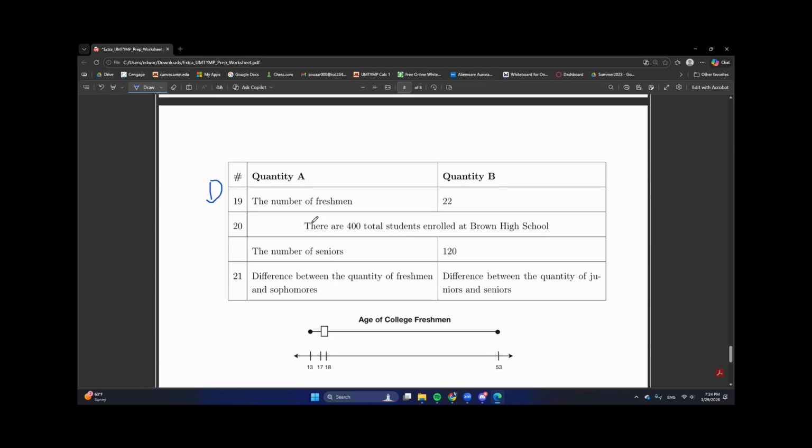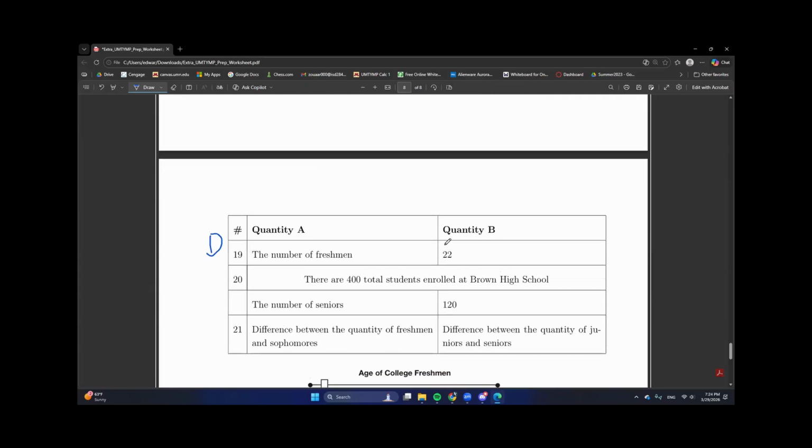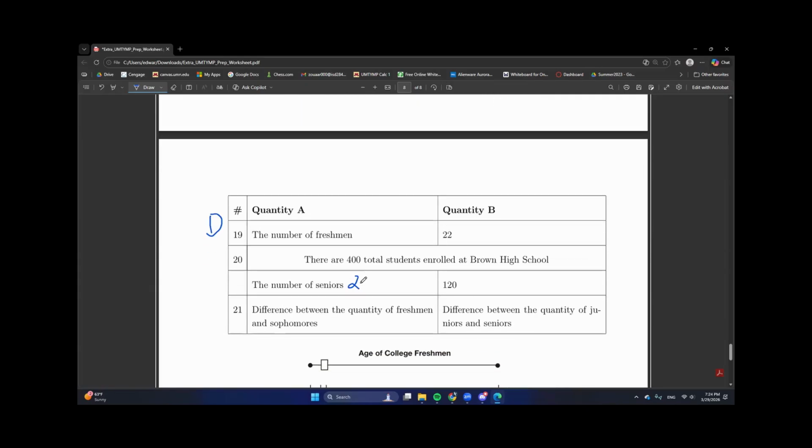So for 20, now it tells us that there are 400 total students enrolled in Brown High School. So now we can find the number of people because we have the total amount. For the number of seniors, first we find the percentage. Seniors is this light gray over here. So we have 29% seniors, which means we have 29% times 400 seniors.